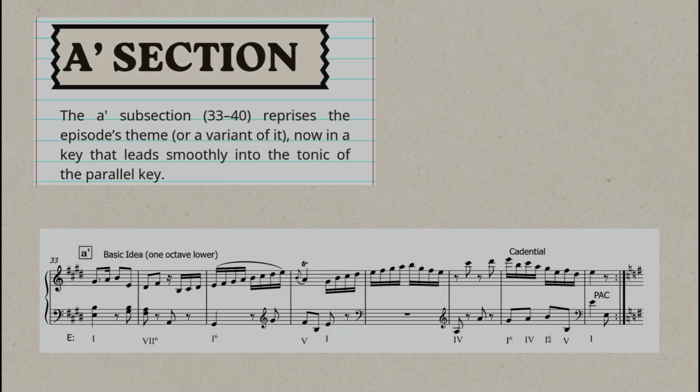The A section, from bars 33 to 40, reprises the episode's theme, or a variant of it, now in the parallel major, E major. Haydn ensures the episode ends with a perfect cadence in E major, or PAC.